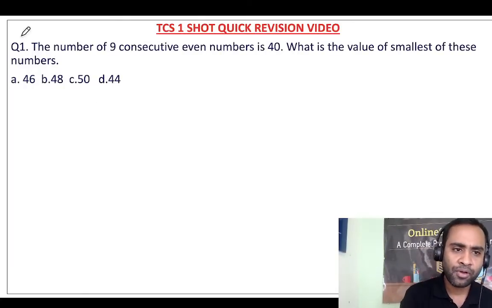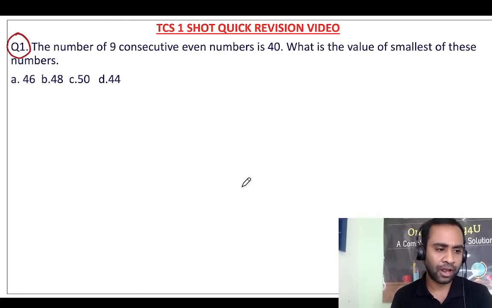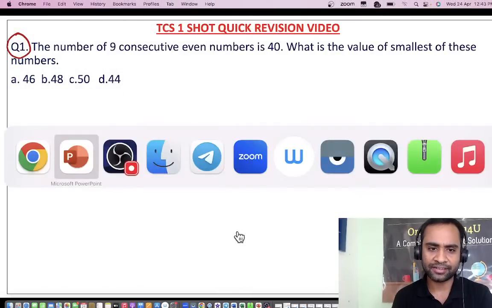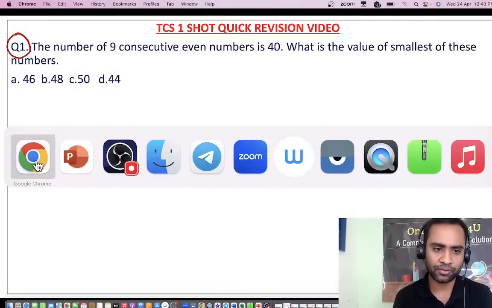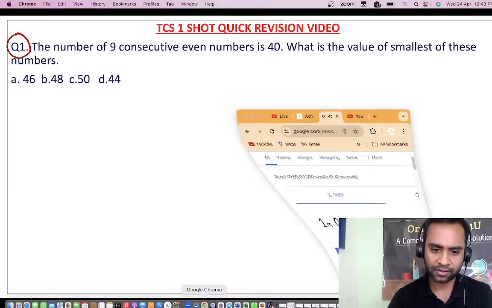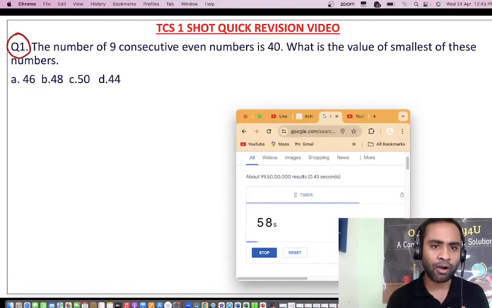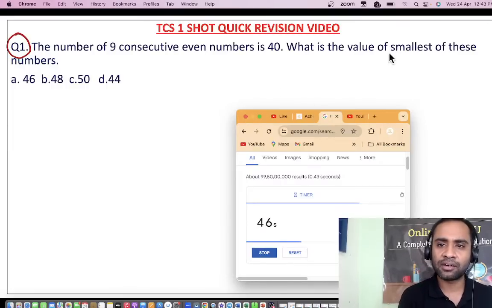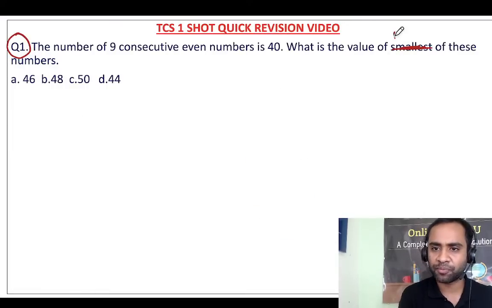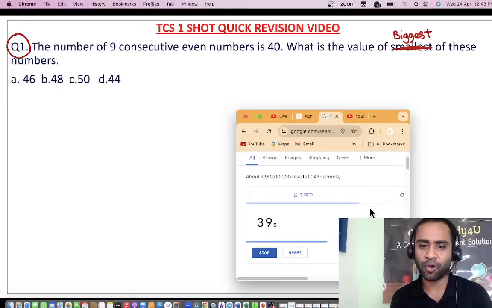Okay, now question number 1, and let's see how many of you are able to solve. Let's start the timer. The number of 9 consecutive even numbers is 40. Then what is the value of the smallest of these numbers? Sorry, here instead of smallest, you put biggest.